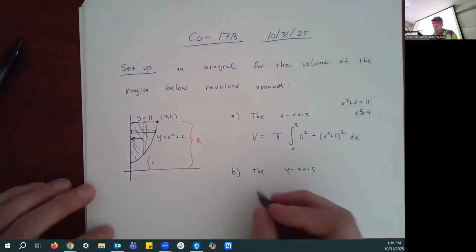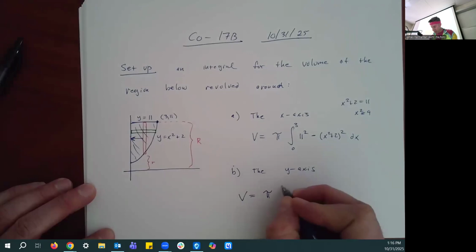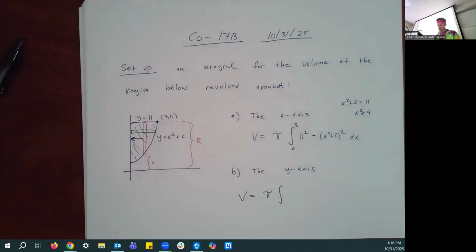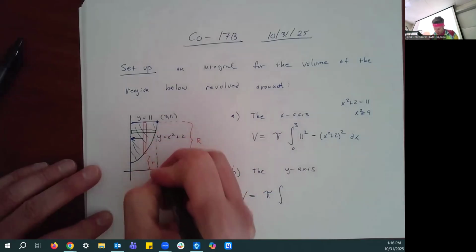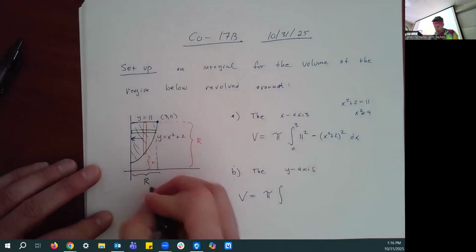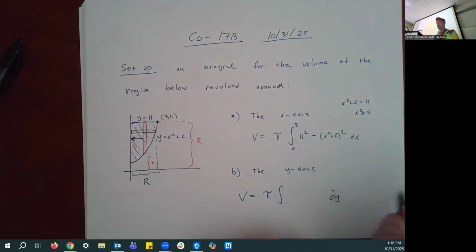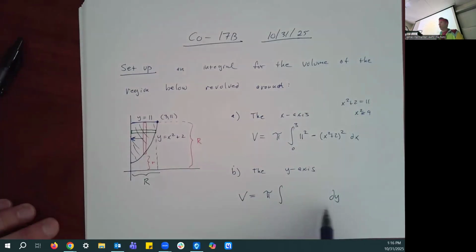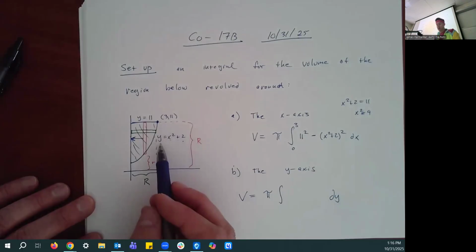So here, using the disk method, the volume is going to be pi times the integral of just your outer radius. And our outer radius here is this function. Now be careful. You used a horizontal strip. The thickness was dy. We better be writing a function of y in here, not a function of x. So I can't write x squared plus 2. I have to solve for x as a function of y.